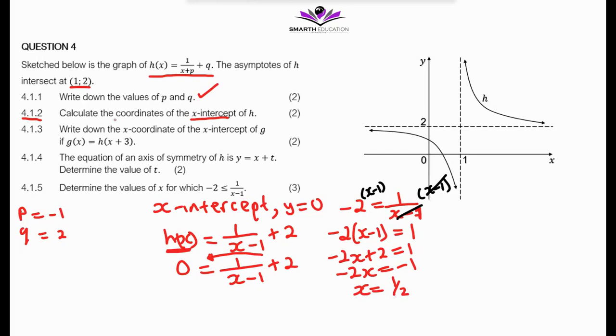Right, we're asked to find the coordinates of the x-intercept. So it means the coordinates of the x-intercept would be 1 over 2, that's the x-coordinate, and then the y-coordinate is 0. Remember, on the x-axis, y is equal to 0. So this is the answer here.